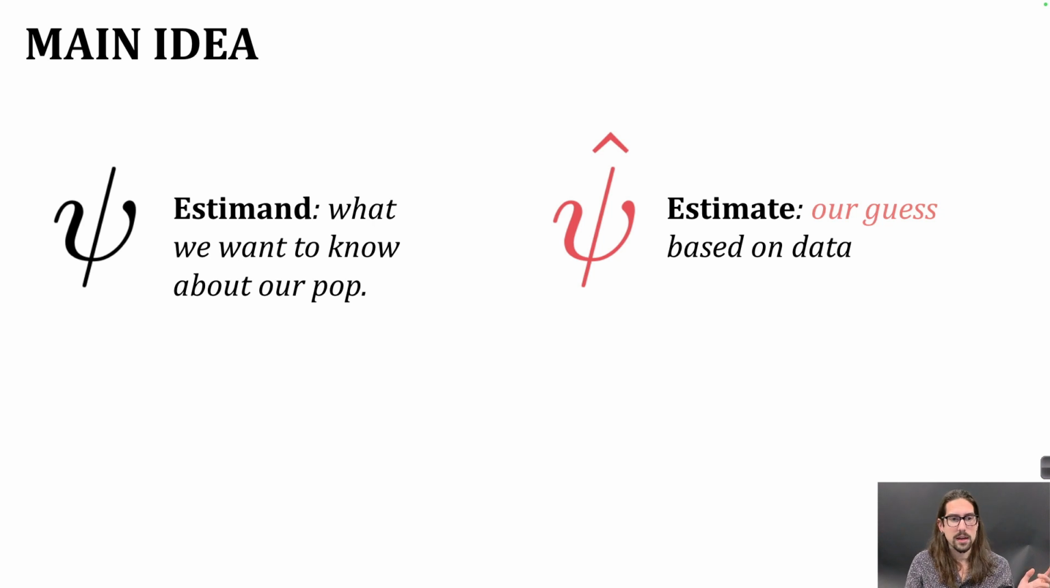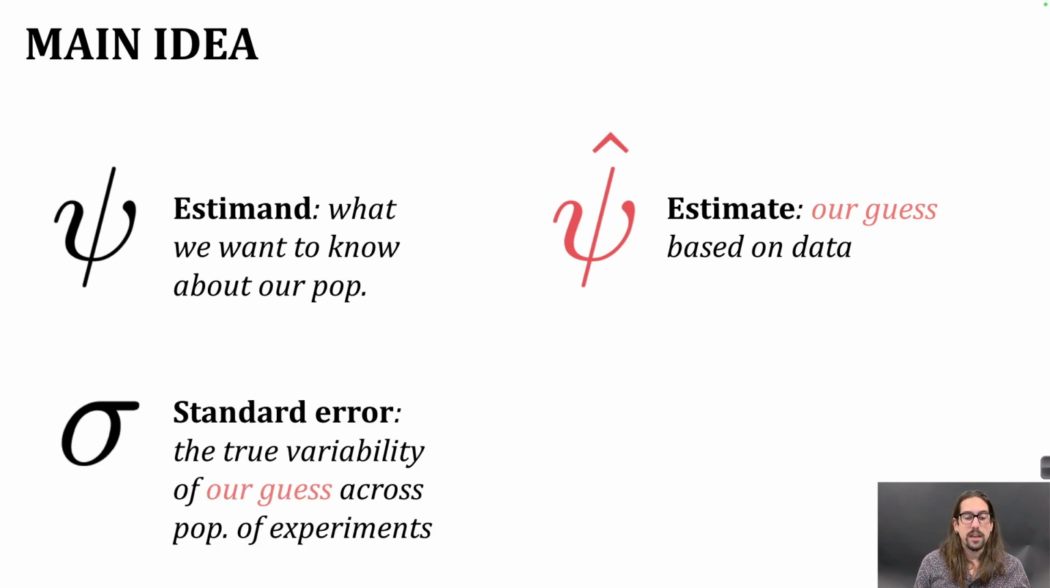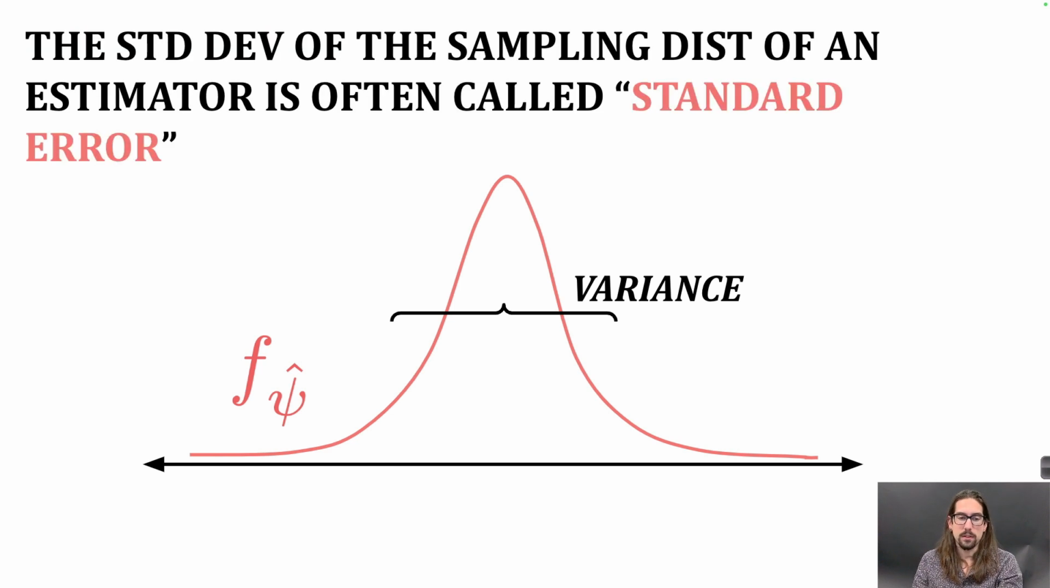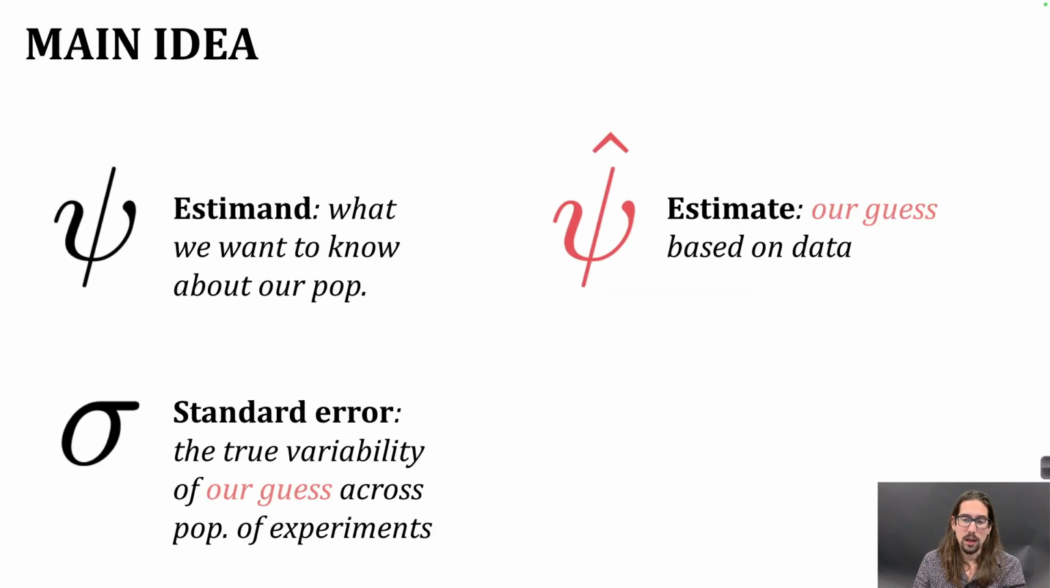So let's go back to the main idea here. In terms of understanding the standard error, we have our estimand. It's what we want to know about the population. We have our estimate. It's our guess based on data. Now we have introduced the standard error, which is the true variability of our guess across the population of experiments. This standard error is a population quantity. It's referring to the population of data sets, but it's a fixed number. We don't know what it is because we don't know what this sampling distribution is, but the standard error measures the spread of this sampling distribution. And that's something that we don't know.